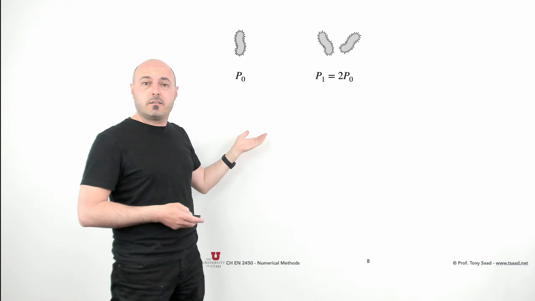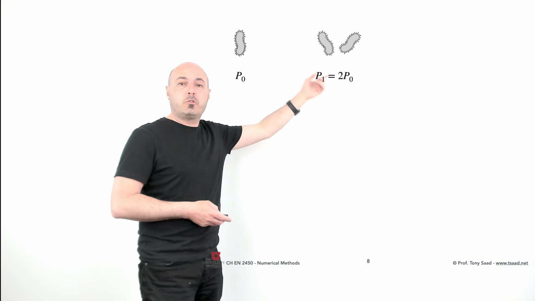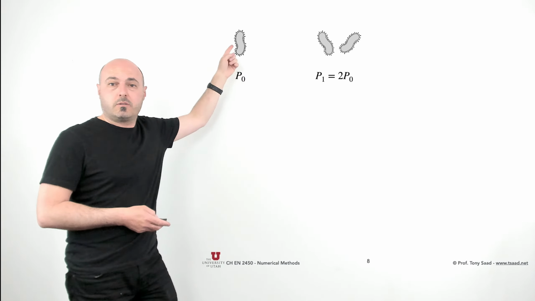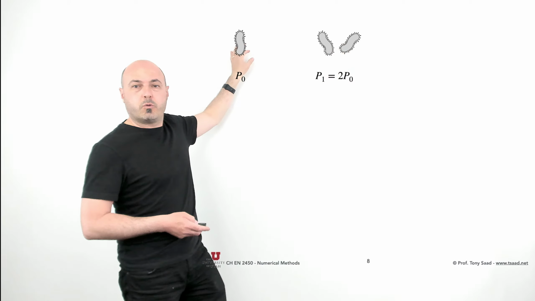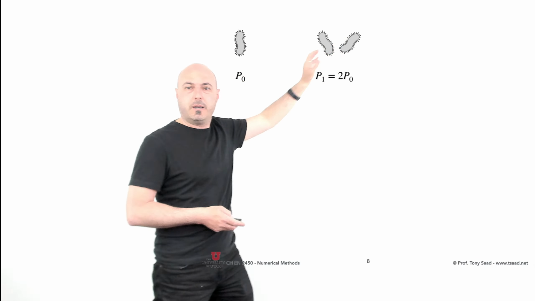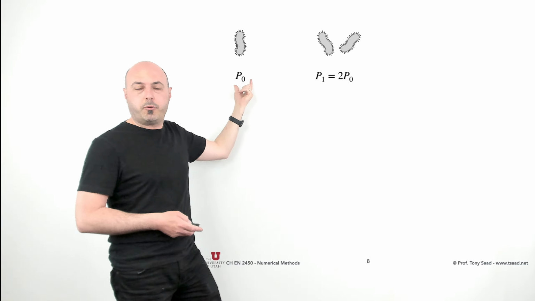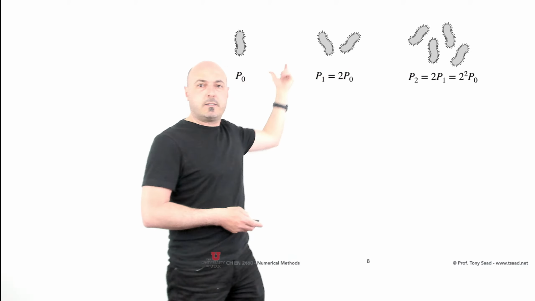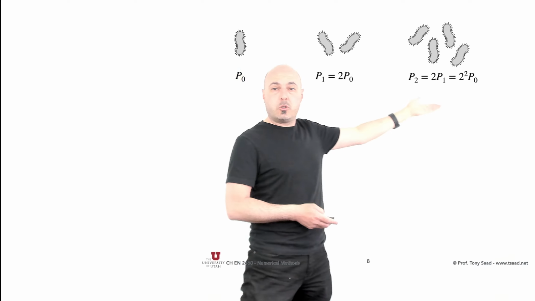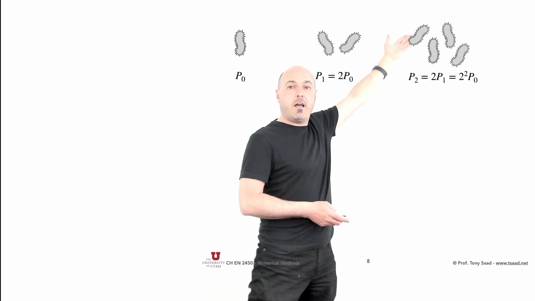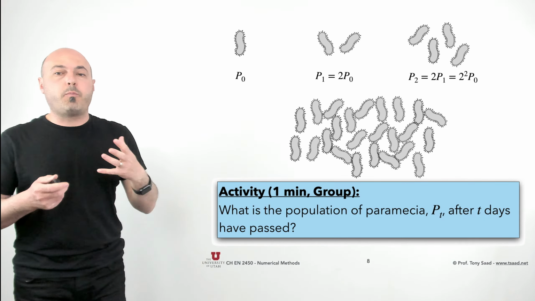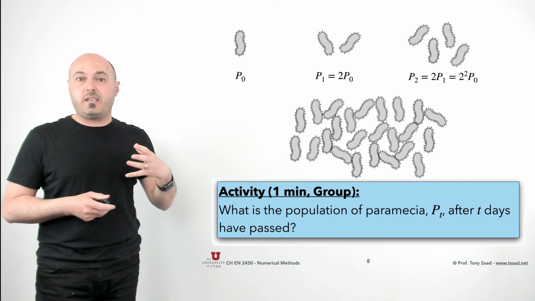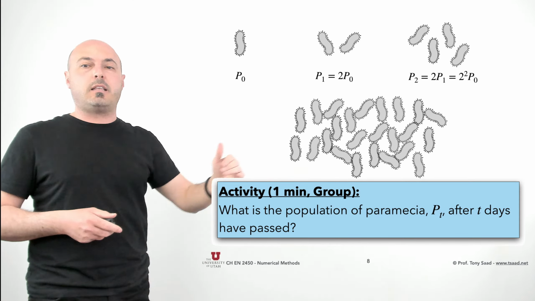After 1 day, we have 2 times this initial population, right? Because this one cell turned into 2, so now we have 2. If those were 2 cells, we would have 4 over here. So P0 is the initial population. P1 is twice that initial population. P2, after 2 days, you have now 4, you doubled. So now I'm asking you, what is the population of paramecia, PT, after T days have passed?